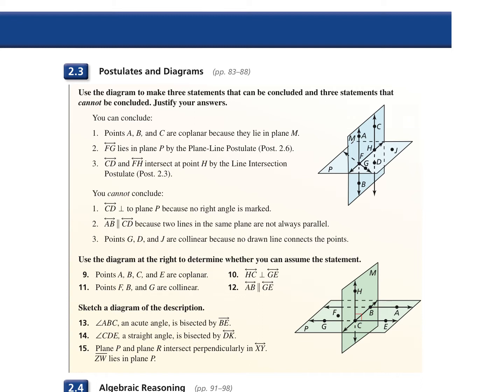Also be able to, from a diagram like this blue one or this green one that's here, decide what you can conclude and what you can't. Some of the questions that I'm going to give you on this will be in the true-false format. So if you can conclude it, you say true. If you can't, you're going to say false.